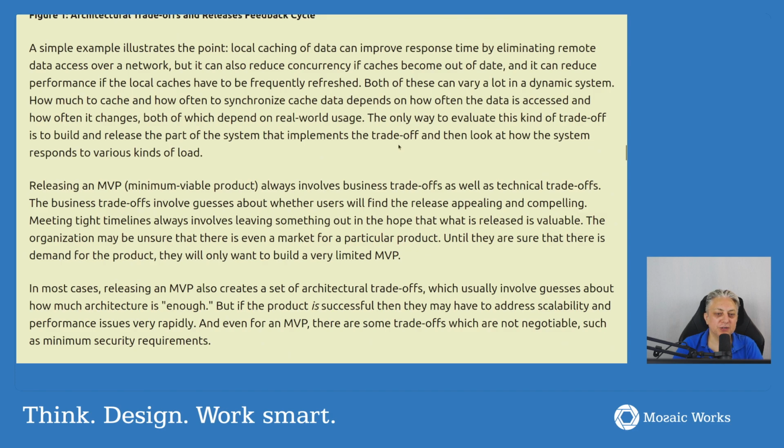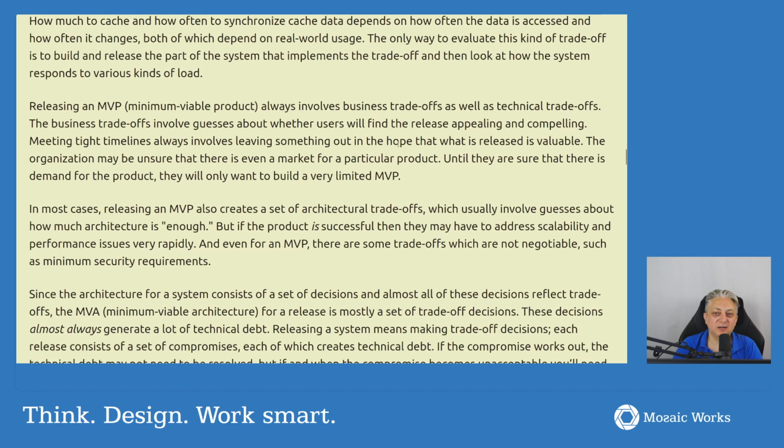How much to cache and how often to synchronize cache data depends on how often the data is accessed and how often it changes, both of which depend on real-world usage. The only way to evaluate this kind of trade-off is to build and release the part of the system that implements the trade-off and then look at how the system responds to various kinds of load.